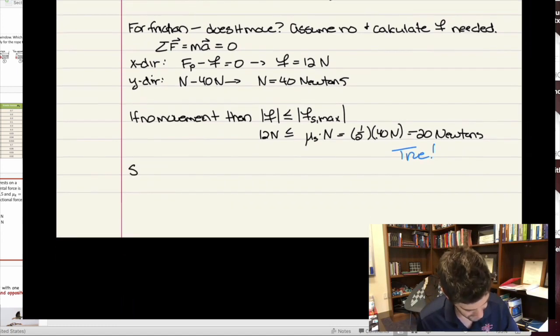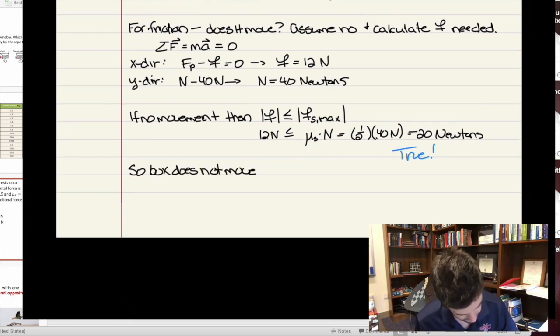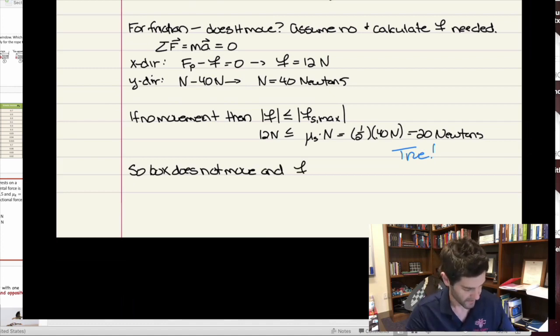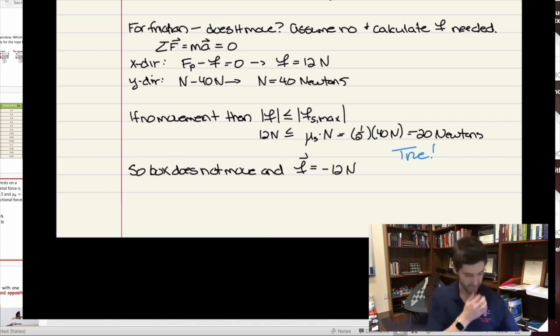So in this case, I would say the box does not move. And the friction being experienced is minus 12 newtons in the horizontal direction based on this coordinate system.